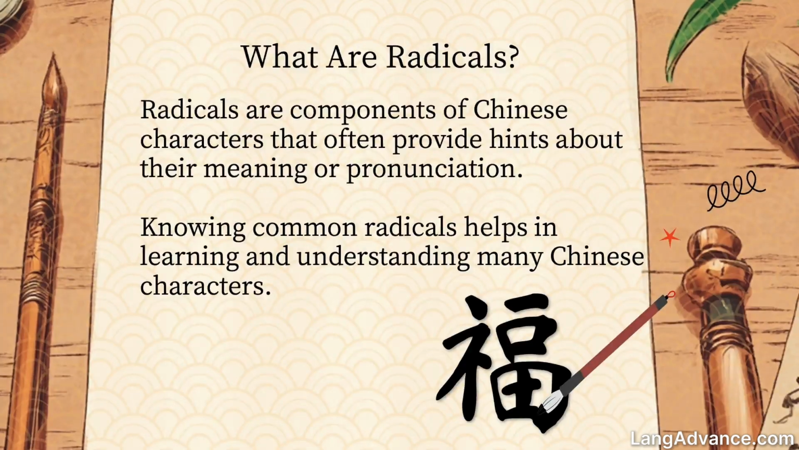So, first things first, what are radicals? Radicals are the components of the Chinese characters that often provide hints about their meaning or pronunciations. When you want to know what type of word it is, we have to look at the radicals. So more or less, it will show you some sort of hint. For example, if we have the ren, then you will know that it has some sort of human activities. If we have the three dots of water, then you know that this word has something to do with water. So that's how radicals work.